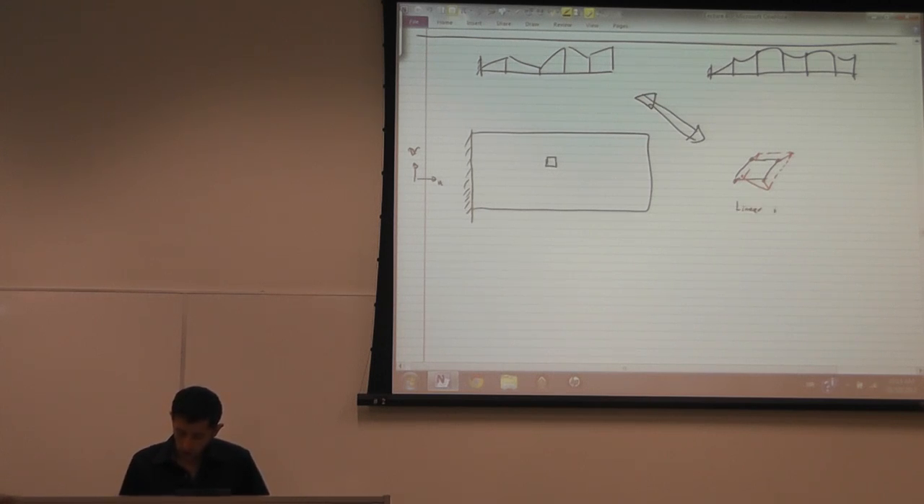Linear interpolation functions. Again, C0. And function of only the displacements on the nodes. Node 1, node 2, node 3, node 4. Each node has horizontal and vertical displacement. I'm going to call this U1, V1, U2, V2, U3.